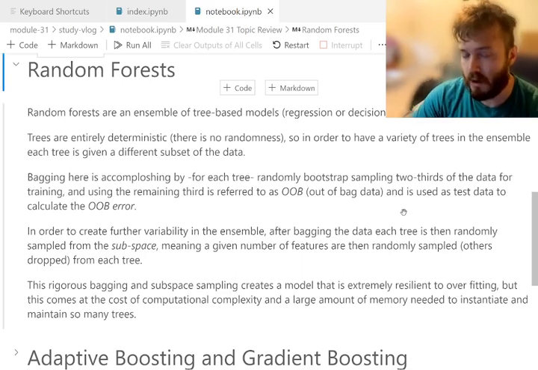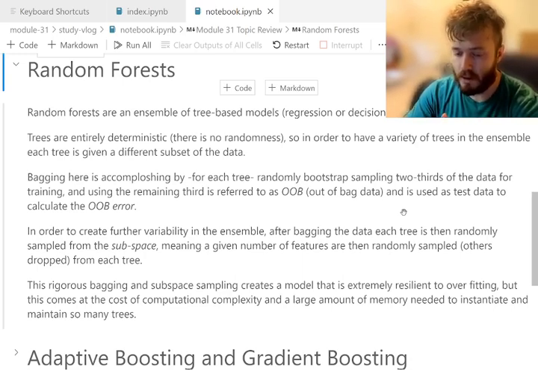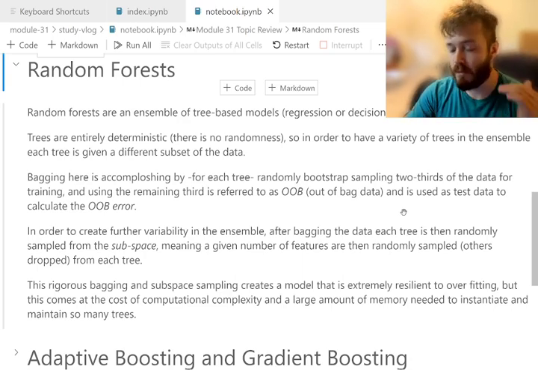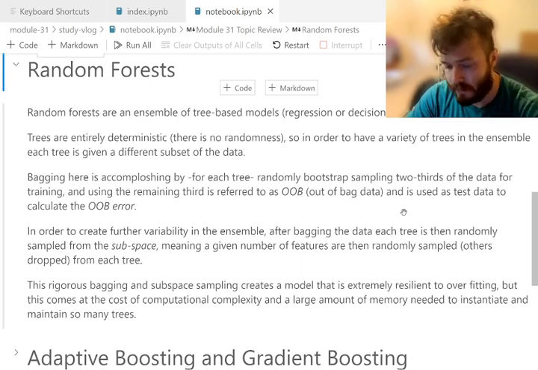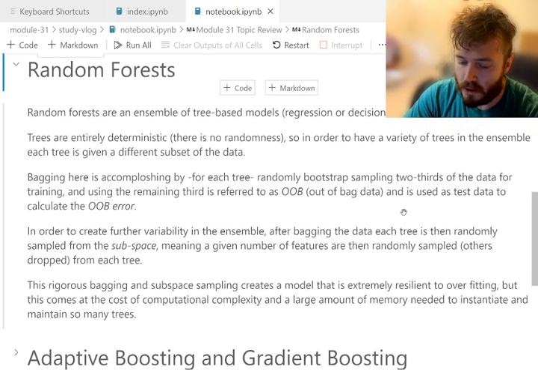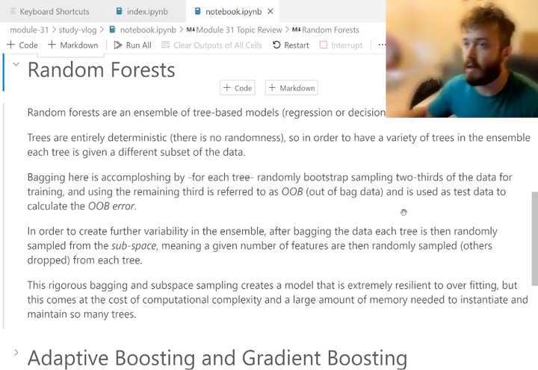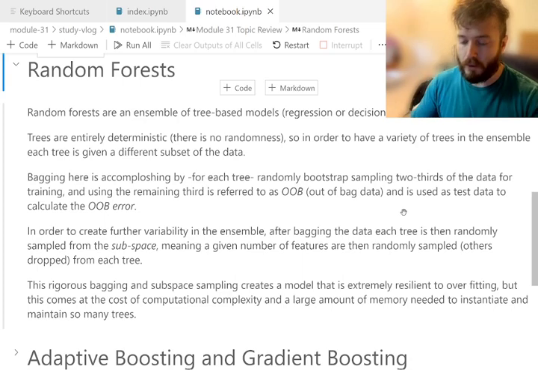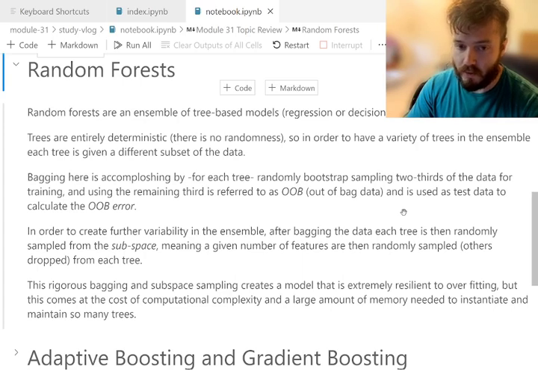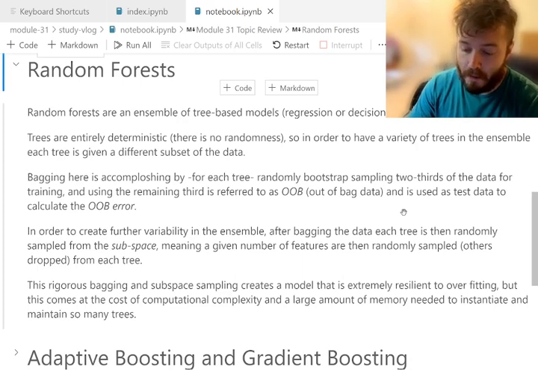But at least for the sake of this module, all the random forests I did, all the decision trees within the random forest that I built had the same hyperparameters. So they use the same minimum leaf split or max depth or whatever. So this rigorous bagging and subspace sampling workflow basically makes the random forest model extremely resilient to overfitting, because no single tree in the model has all the data available, so it's basically impossible to overfit data that you don't actually have, right? But again, that comes at the cost of computational complexity.